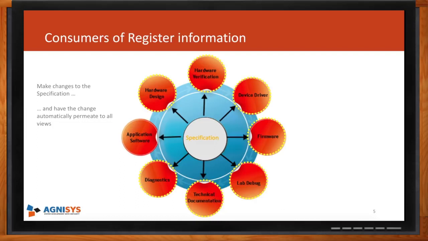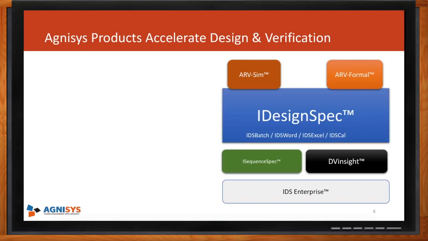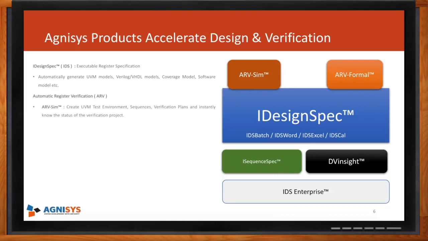Right. Anupam, before we dive into the details of how to solve all of this register mess, give me a quick high-level overview of Agnisys solutions. Okay, we started out with IDesignSpec about 10 years ago. So it's been a long time. Yeah. And we have seen all kinds of issues from the customers and rolled them into the product. So IDesignSpec is available in several different flavors like Batch, Word, Excel, Cal. That's our flagship product being heavily used in the industry.